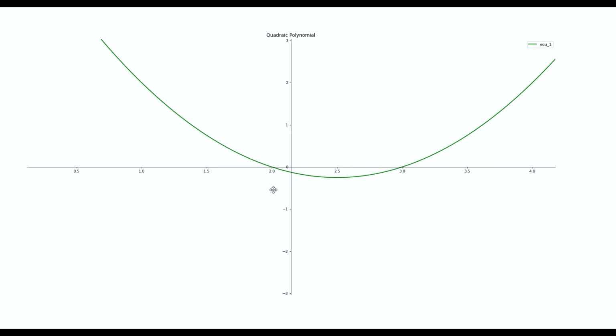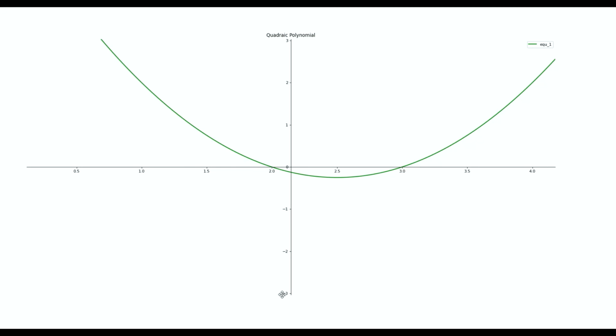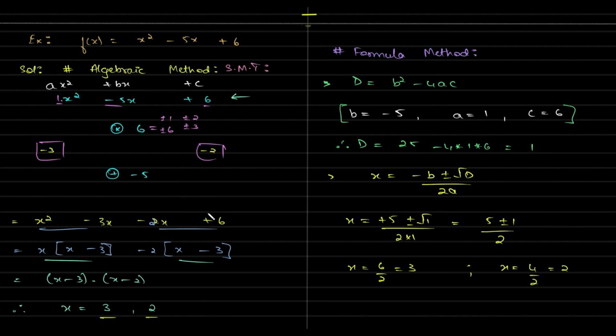It's a smiley graph. It's passing the x-axis at 2 and 3. So that's what our answer is, 2 and 3. Graphically too, we got the same answer. All three methods are quite simple. But graphically it is simple because of the programming. If not, plotting it would have been difficult for a quadratic equation. Linear is easy. For quadratic, cubic and so on, the graphical method gets too complicated if you try to do it with pen and paper. It's not practical.